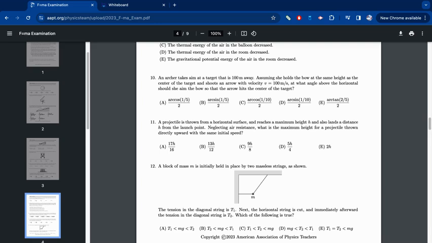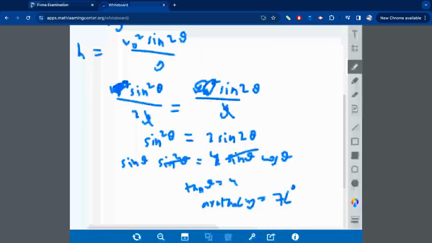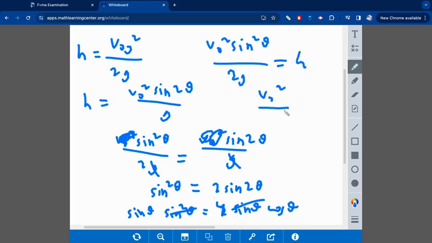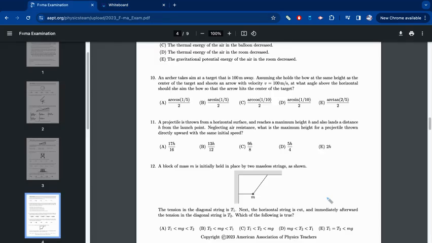And so we're asked for the maximum height if it was thrown directly upward with the same initial speed. So what we know is that v0 squared sine squared theta over 2g is h. And we want to know what v0 squared over 2g is. So what we can do is just divide this by sine squared theta, and we get 17h over 16, which is a.